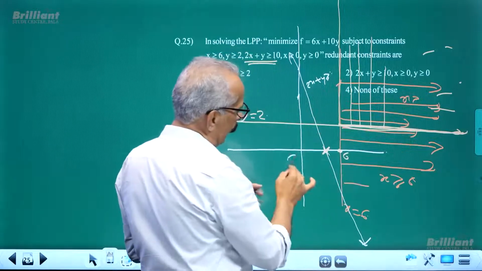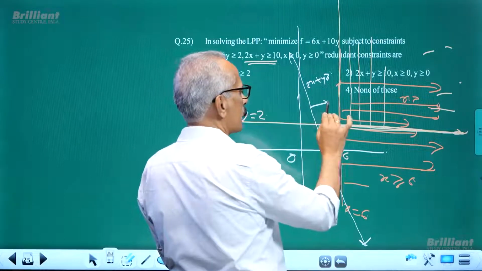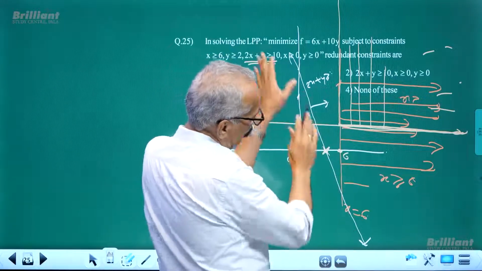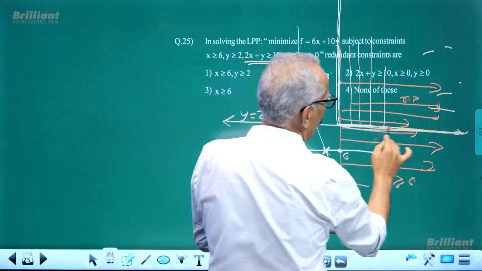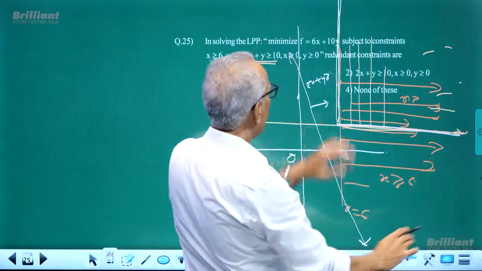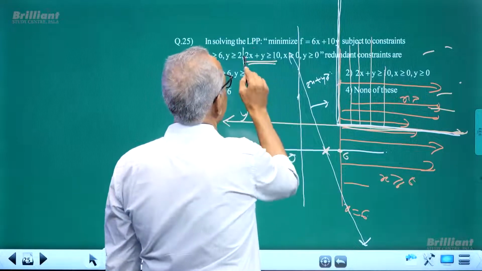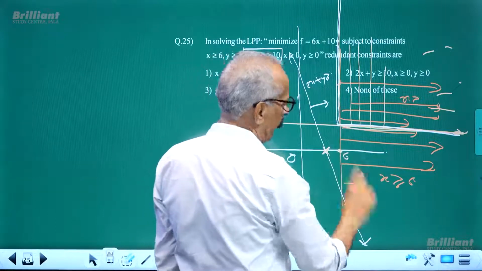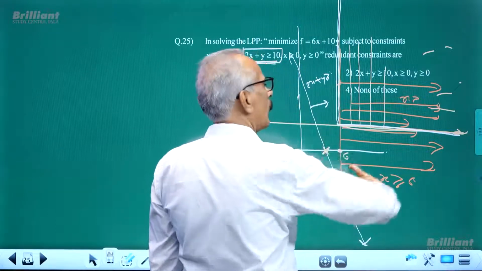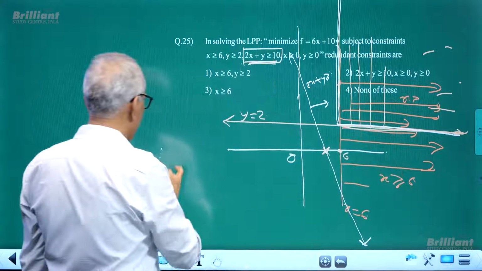ഗ്രേറ്റർ ദാൻ ഈക്വൽ ടു 10 എന്ന് പറഞ്ഞാൽ ഒറിജിൻ സബ്സ്റ്റിറ്റ്യൂട്ട് ചെയ്യുമ്പോൾ നോട്ട് സാറ്റിസ്ഫൈഡ്, ഇറ്റ് ഈസ് ദിസ് സൈഡ്. അപ്പോൾ ഇത് പറഞ്ഞാലും പറഞ്ഞില്ലെങ്കിലും ഈ റീജിയൻ തന്നെയാണ്. അപ്പോൾ ഈ റീജിയൻ തന്നെയാണ് നമ്മുടെ ആൻസർ, ഇതിൻ്റെ റൈറ്റ് സൈഡിൽ. അപ്പോൾ ഇതൊരു റിഡൻഡൻ്റ് ആണ്, ഇതിന് ആവശ്യം ഇല്ല. x ഗ്രേറ്റർ ദാൻ 0 എന്ന് വെച്ചാൽ റൈറ്റ് സൈഡാണ്, അത് ഓൾറെഡി അണ്ടർസ്റ്റുഡാണ്. y ഗ്രേറ്റർ ദാൻ 0 അത് അണ്ടർസ്റ്റുഡാണ്. അപ്പോൾ ആരൊക്കെയാണ് റിഡൻഡൻ്റ്?